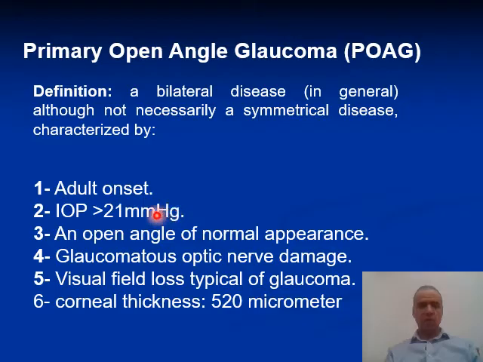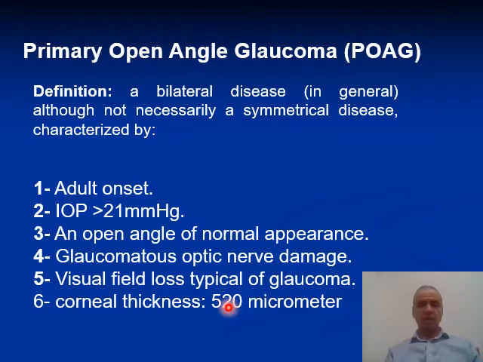The intraocular pressure is usually more than 21 millimeters of mercury. By gonioscopy or OCT, the angle is open, so you can see all the details, including the trabecular meshwork. The CD ratio is more than 0.3. There is a visual field defect. I will show you the criteria for visual field on the following slides.